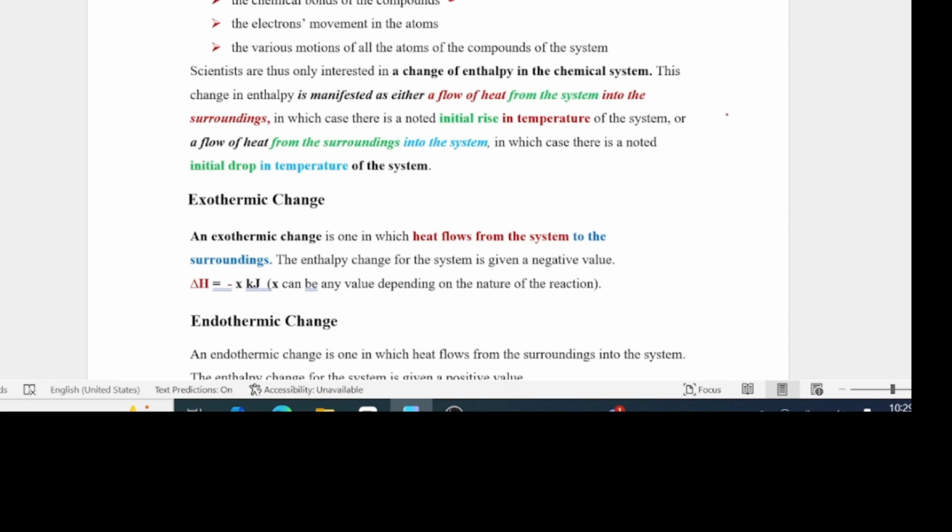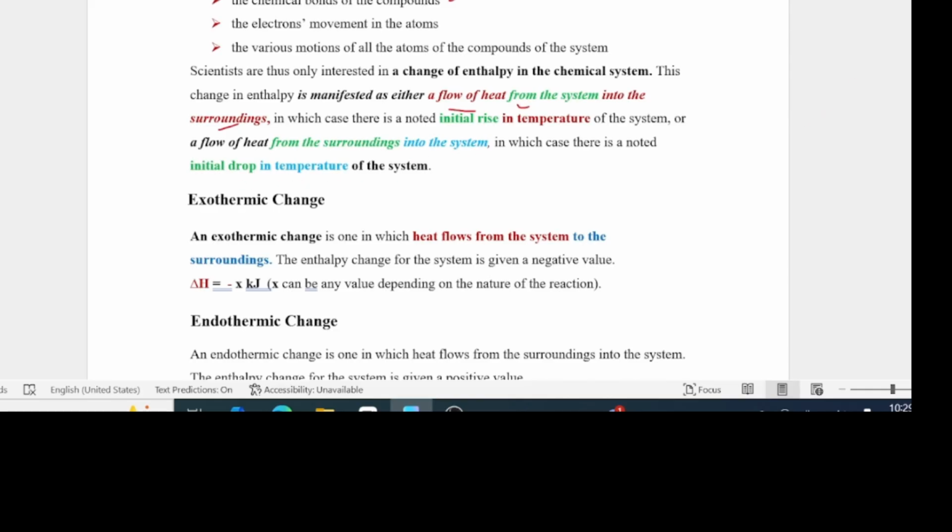This change in enthalpy is manifested as either a flow of heat from the system into the environment, in which case there is a noted initial rise in temperature of the system, or a flow of heat from the surroundings into the system, in which case there is a noted initial drop in temperature of the system.